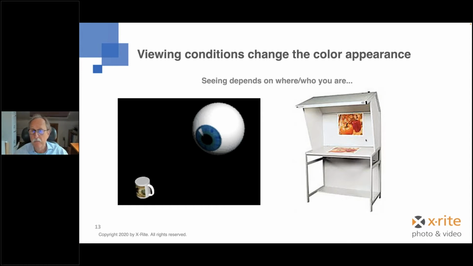So it may look great in a viewing booth, but it may look a little bit on the green side in a store. Or on the other hand, if it's something that's going to be used for artwork, and you're going to put it on a wall somewhere in somebody's house, and they have a very warm 3,500 Kelvin kind of a light, it's going to change the way it looks too. It's going to look warmer.